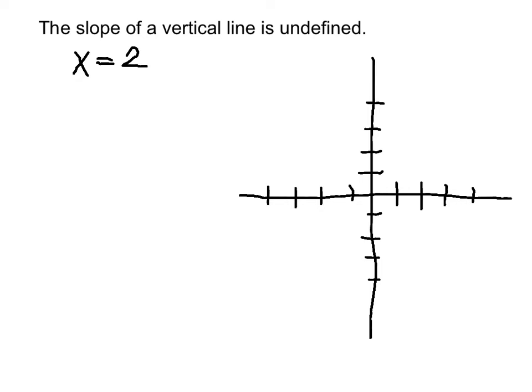This is really important too. The slope of a vertical line is undefined. So let's draw x equals 2. 1, 2, put a dot. Draw a line.